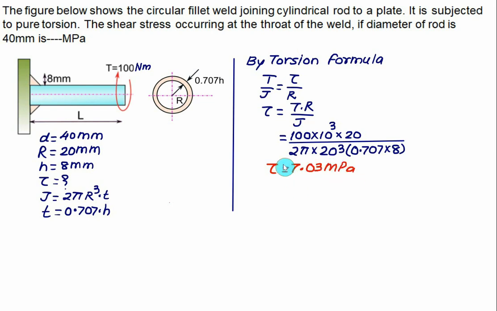A very straightforward question. You have to just remember the value of J, which is equal to 2 pi R cube multiplied by throat thickness t. And if you are given the leg size, then the throat will be equal to 0.707 times h.